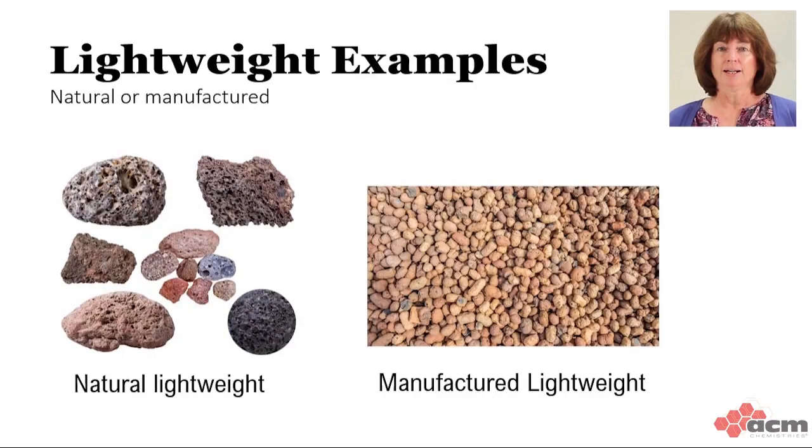Lightweight aggregates can occur naturally, for example in pumice, or are manufactured by putting specially mined shale, clay, or slate into a very hot rotary kiln where they blow up like popcorn. Once the particles are graded, they're ready for use in lightweight concrete block or CMU.